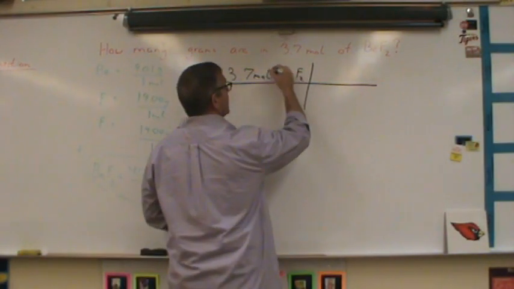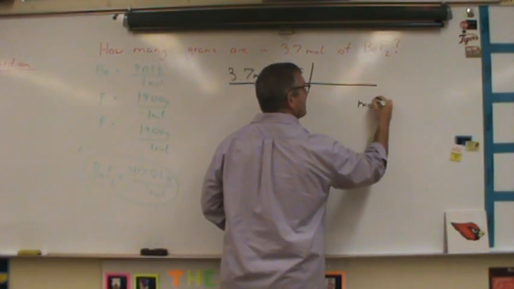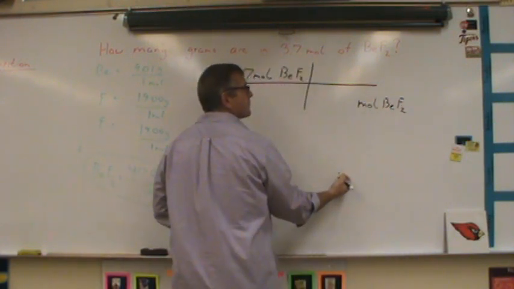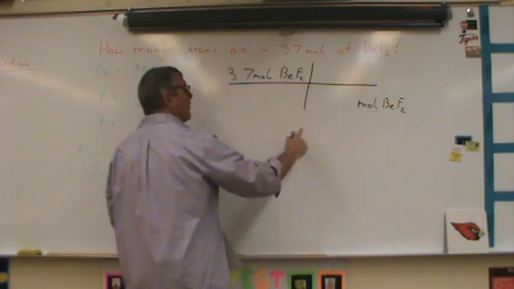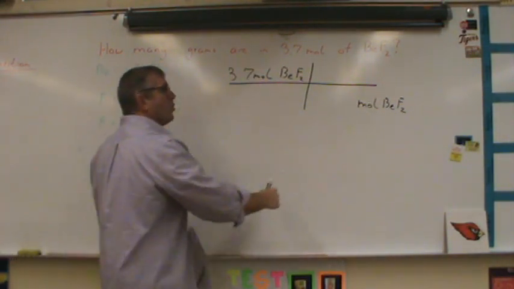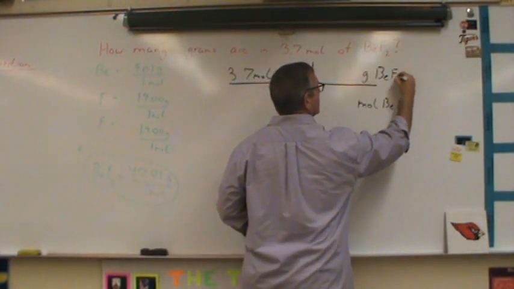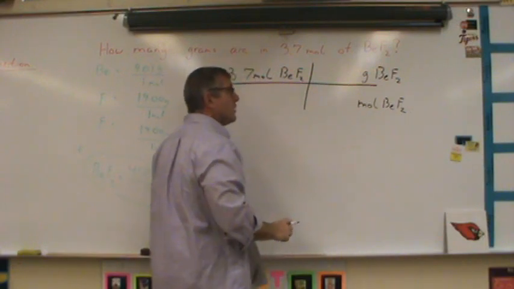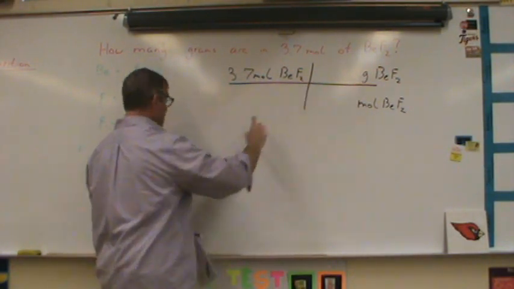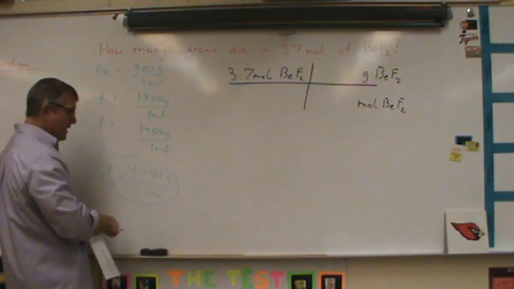So we're going to say a mole of BeF2 goes down here with a mole of BeF2. Why would I do that? Well, the conversion over here is grams per mole, so grams of BeF2 and moles of BeF2. Now, if I was looking for moles, I would take this conversion and flip it. So it can be flipped. It can be rearranged.